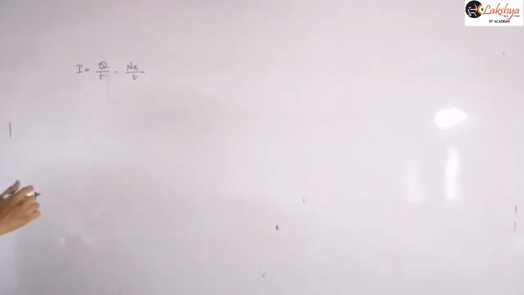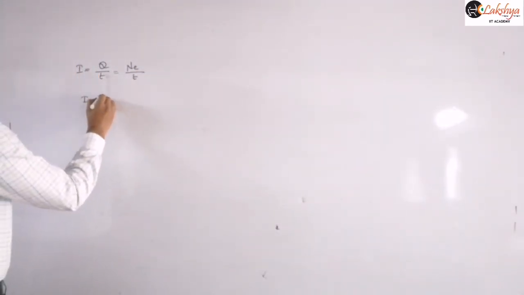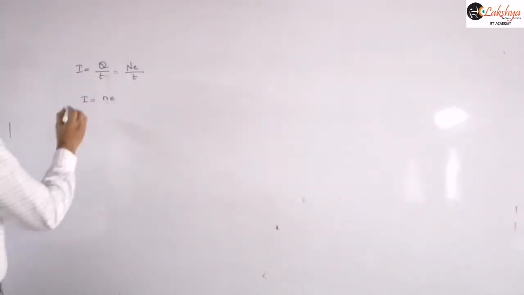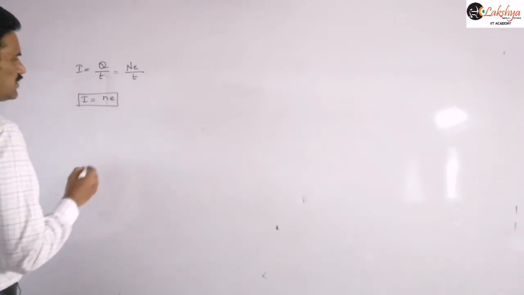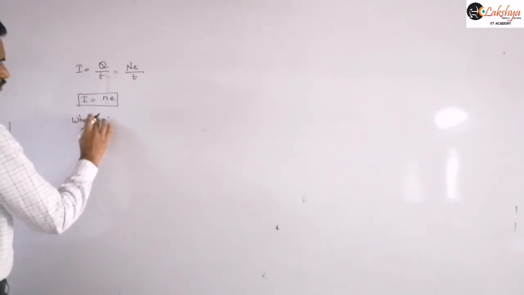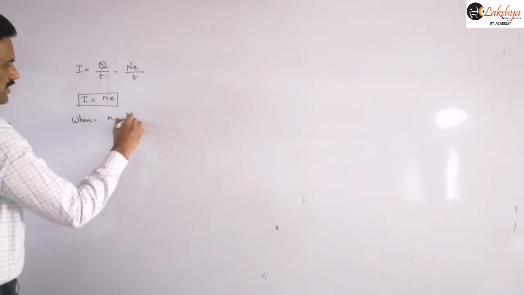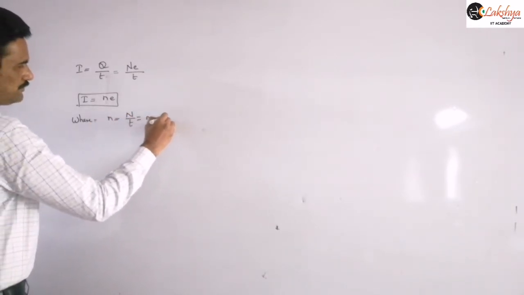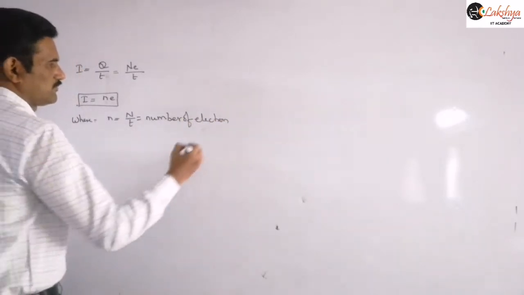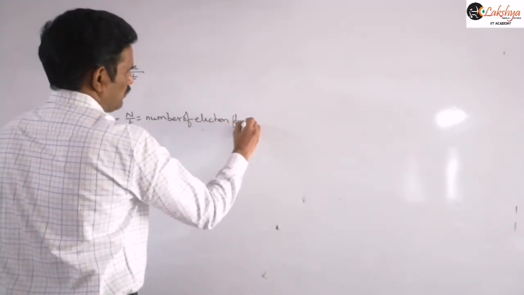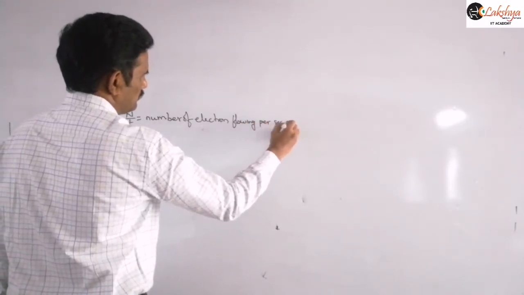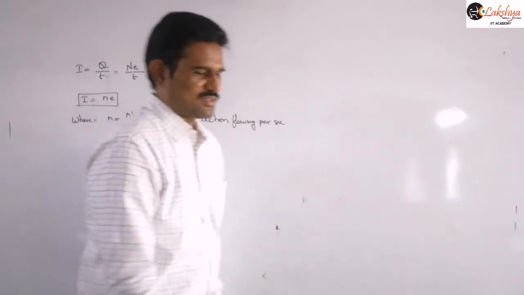And so this n by t, suppose I am taking this as the number of electrons crossing per unit time, and you can simply write this current as ne, where small n is equal to capital N by t, the number of electrons flowing through the given cross section per second, right?